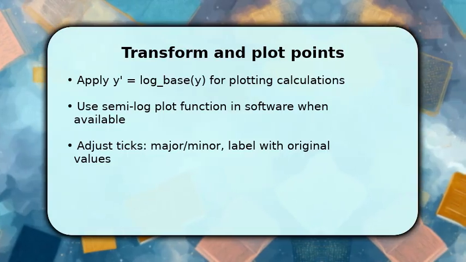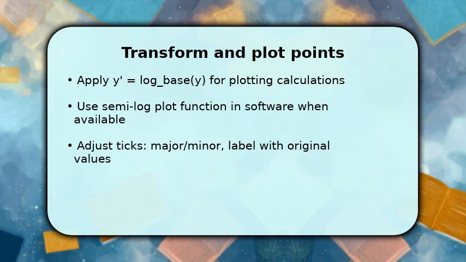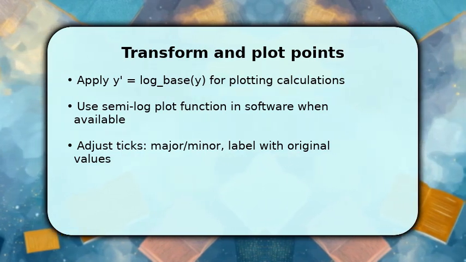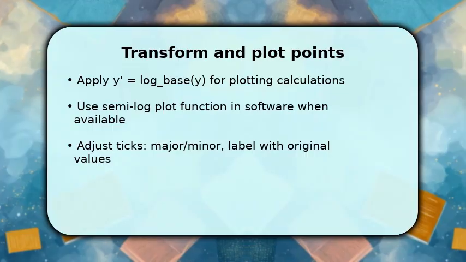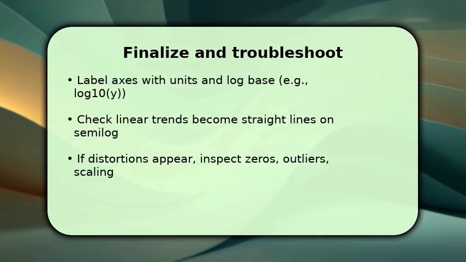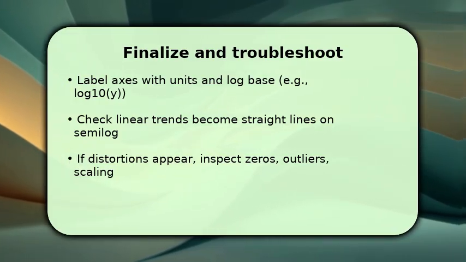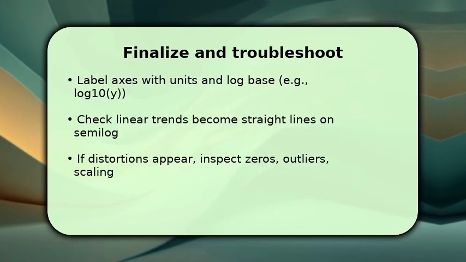Once done, add grid lines and choose tick placement. Major ticks at powers, minor ticks between. Make sure markers and lines remain visible against the transformed scale. Finish by clearly labeling axes with units and the log base, for example log10 y, and add a legend if multiple series exist. Then inspect the plot.